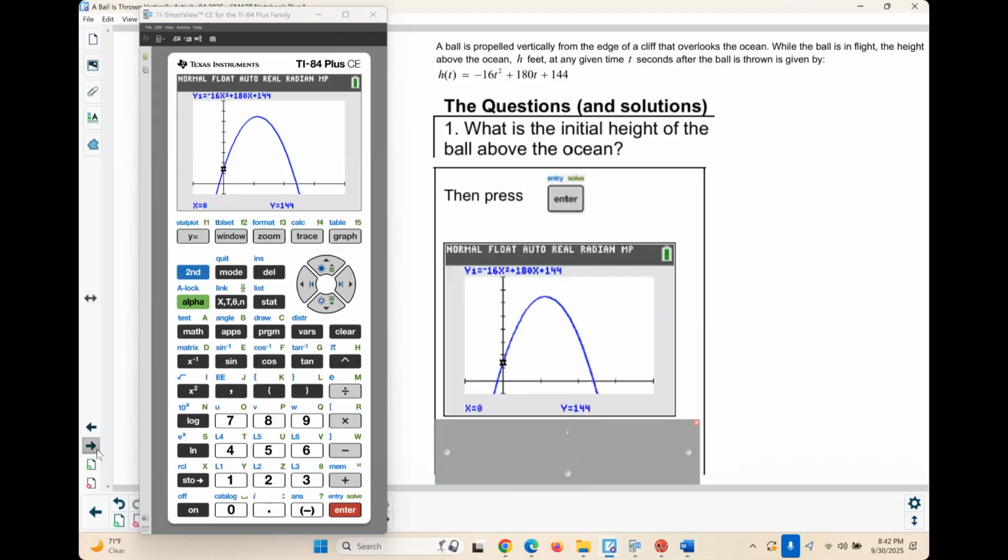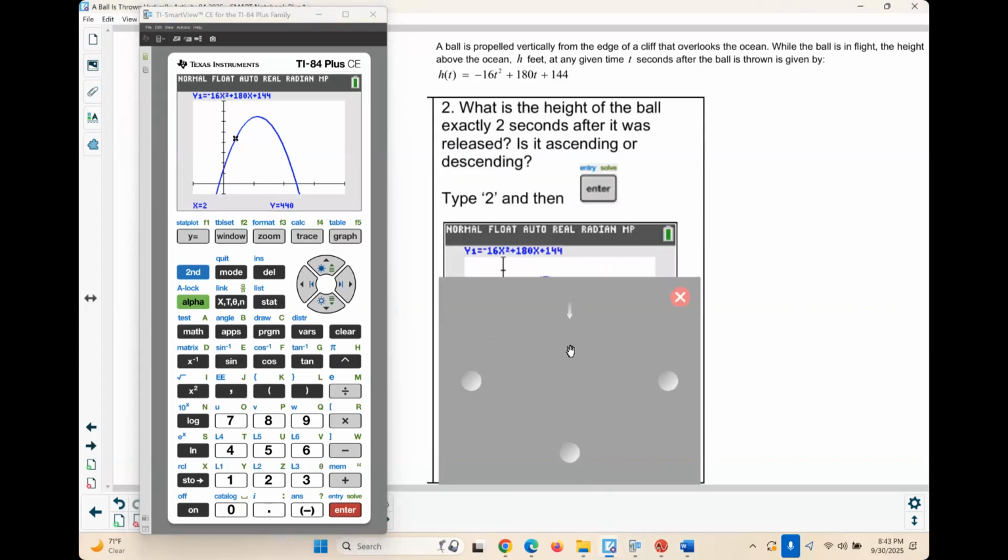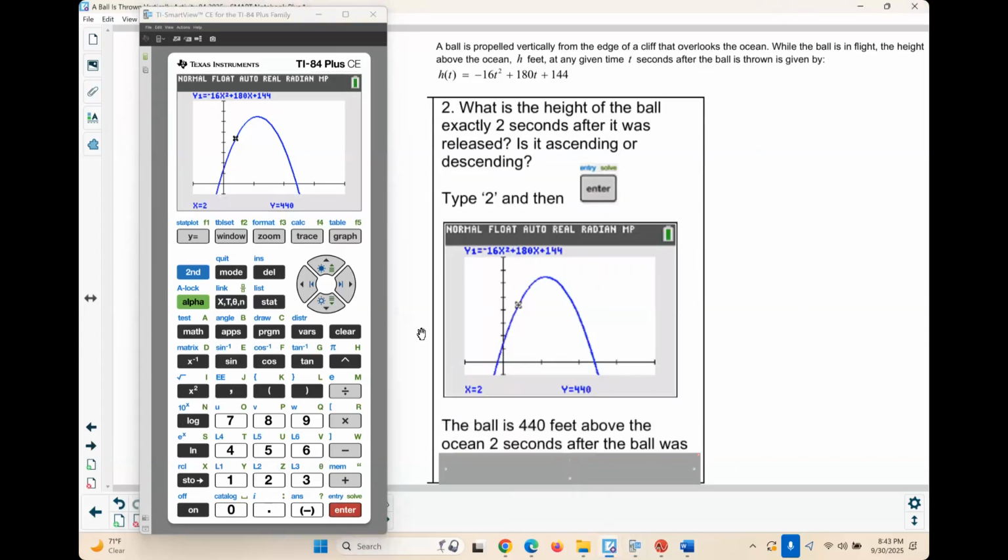Second question, what is the height of the ball? Exactly 2 seconds. Well, again, we're already in trace mode, so I'll just type the 2. There's my answer. I could also go to the table. I could evaluate the function at 2, but hey, let's use the graph. They can see it.